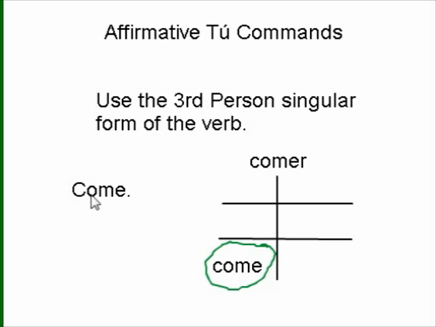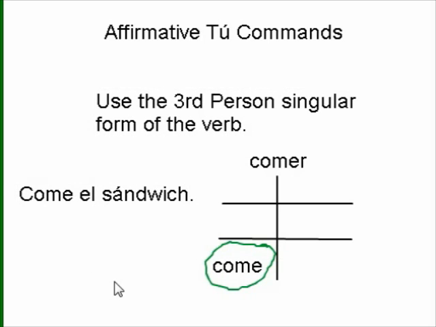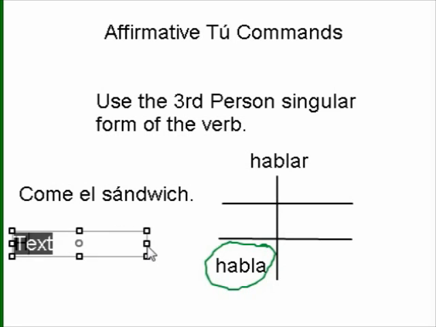If we wanted to tell someone eat the sandwich, we would just add that information. So that's all there is to forming affirmative tú commands, as long as they are regular commands. Another example, if you wanted to tell someone to speak or talk, you would use the verb hablar. Again, we're going to use the third person singular form of the verb, and so that would give us the command habla.